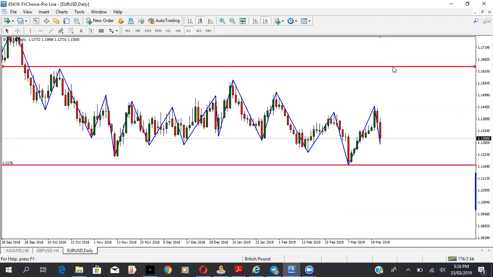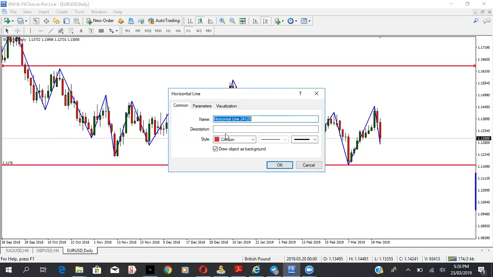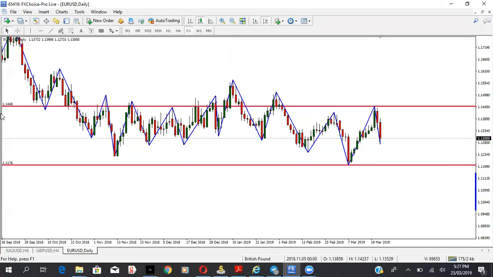I can put this here, move my zigzag to that point, 1.1448, right click, 1.1448, descriptions, 1.1448, click OK, and the zigzag comes there. If you notice, the value is already here. So these are my points.